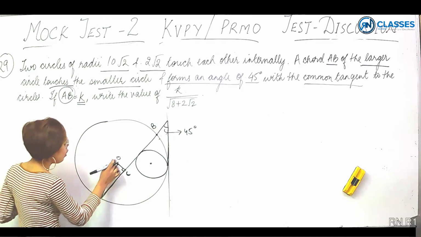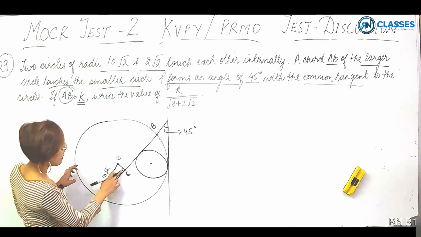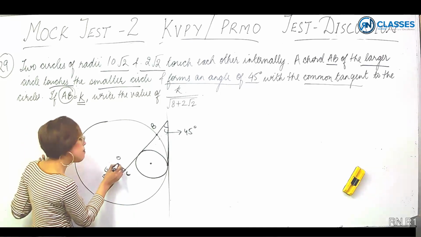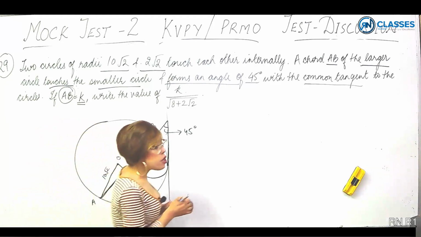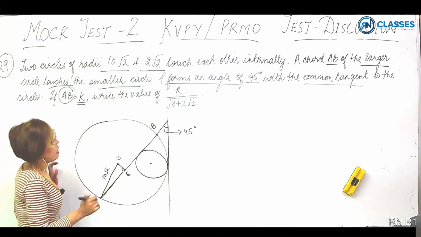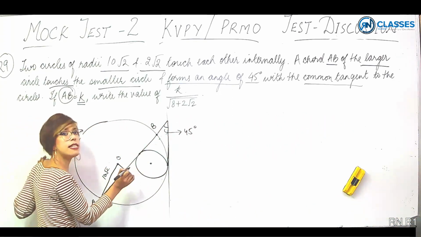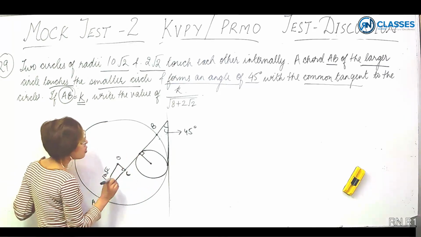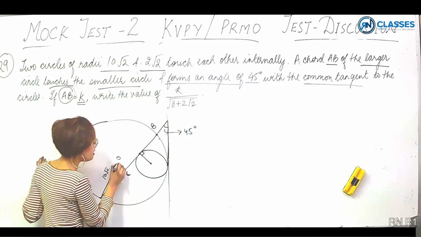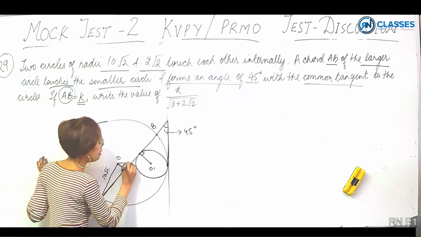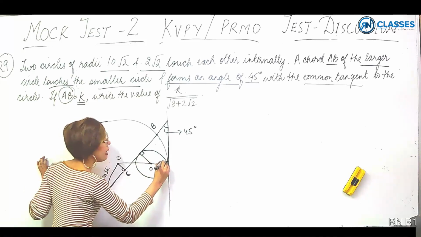Now in the triangle OCA, I already know that this is 90, this is 10 root 2. If I want to find AC, I need to find OC. If I need to find OC, what can I do? Now let's see. Obviously here it is a tangent, that means I can have 90 degrees over here. Also I know common tangent point is there, that means this center and this point of contact will be collinear. And this would be 90 degrees.